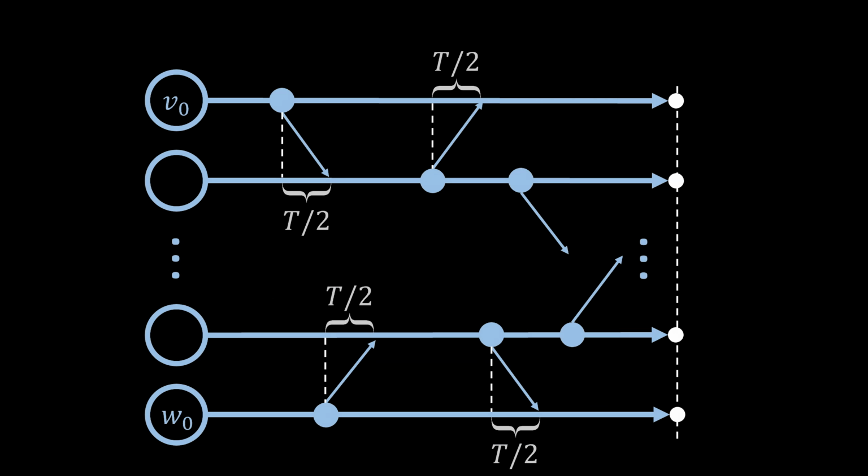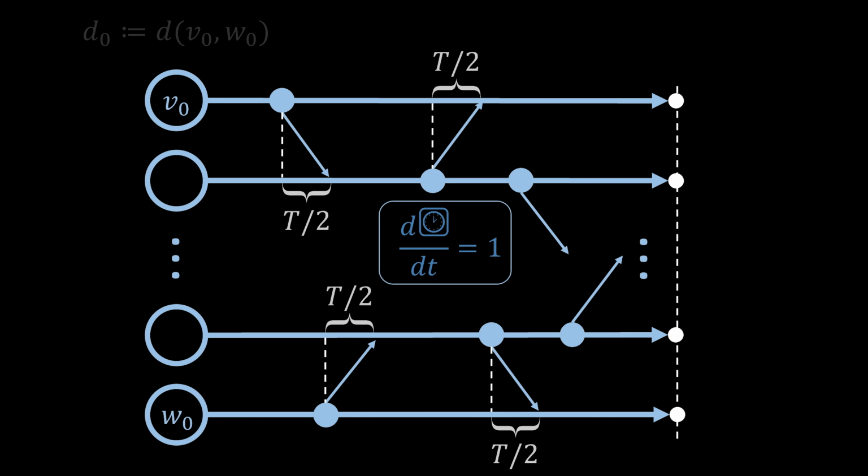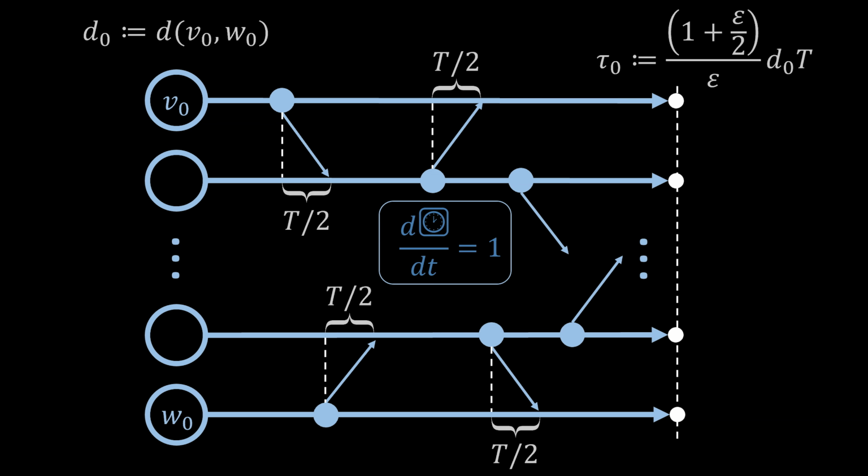Let's now start with the proof of a local skew lower bound. We consider an execution of any given clock synchronization algorithm. We define that all messages arrive in half of t time and all clock rates are 1 in this execution. That is, all clock values increase exactly at the rate of real time. We consider two nodes V0 and W0 at some distance d0. We let this execution run for tau0 time, which depends on epsilon, d0, and t.